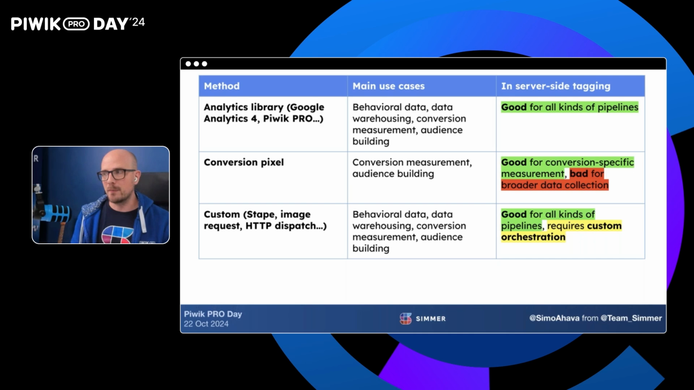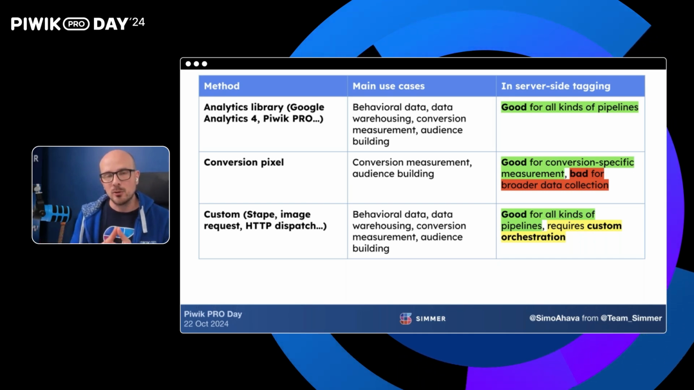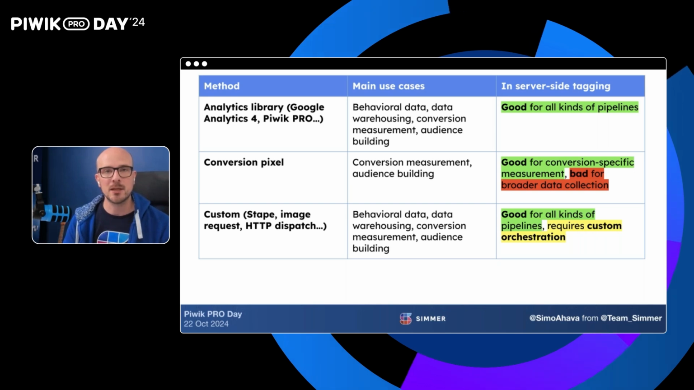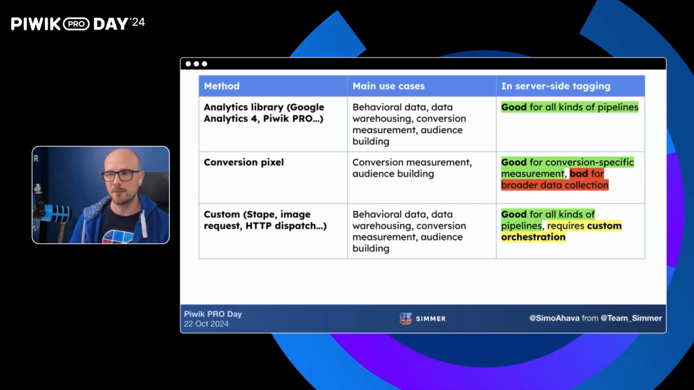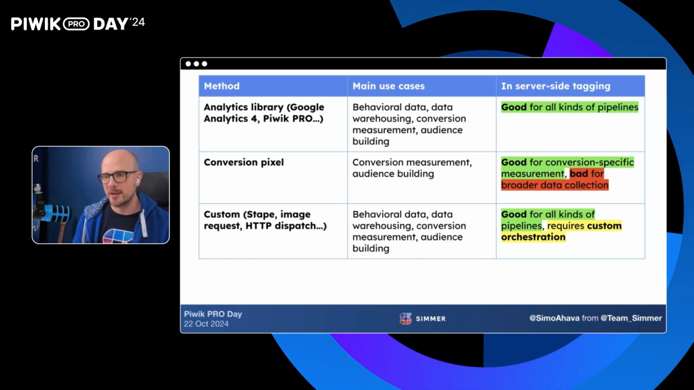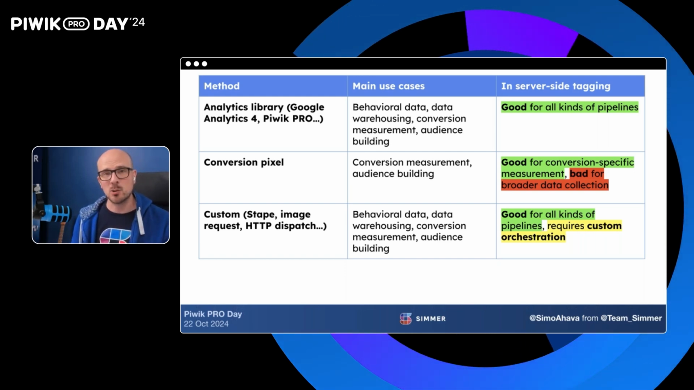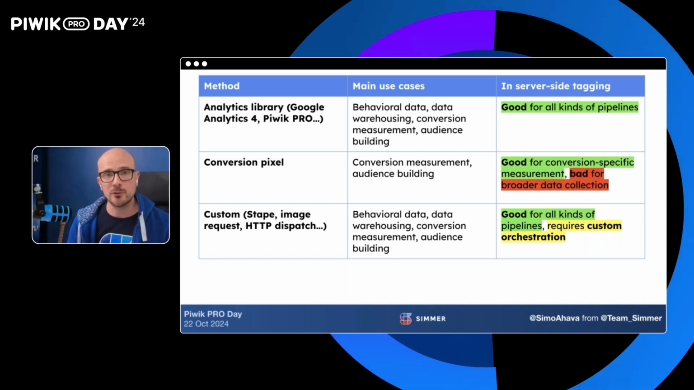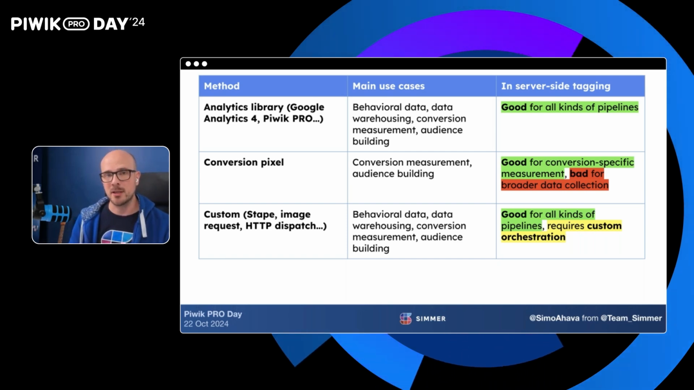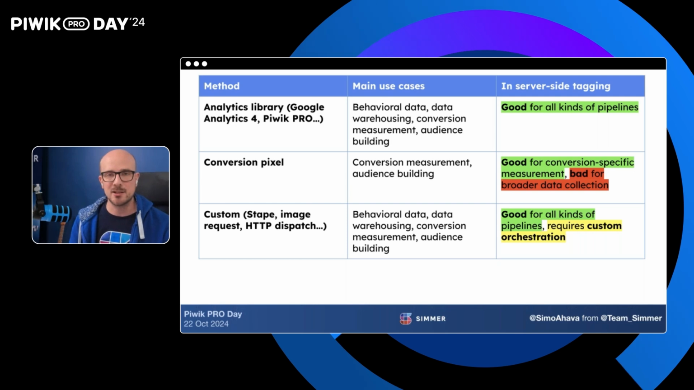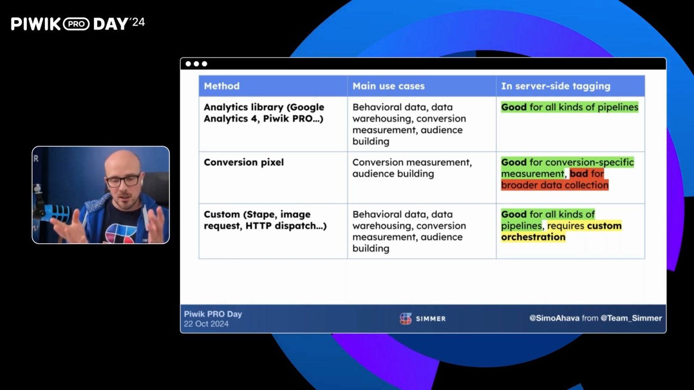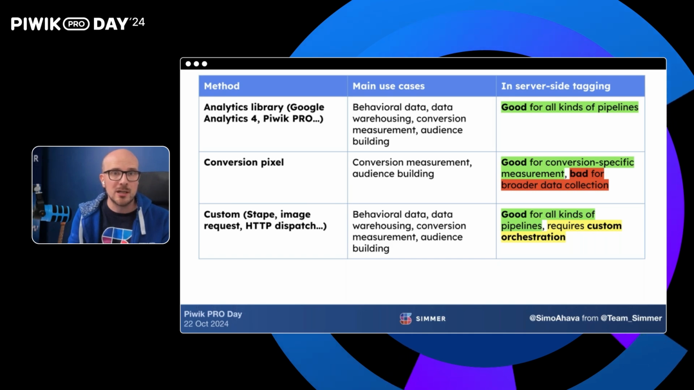So if you use a conversion pixel, that's way too detailed, way too restricted to have a comprehensive data stream consolidation happening server-side. And you might also then consider custom solutions such as image request, HTTP dispatch. Stape has a wonderful data client data tag combination. And these are good solutions, but they do require quite a bit of customization. They do require you to re-tag the site because they're not something you would have there already. You would have to create those specifically for server-side tagging.